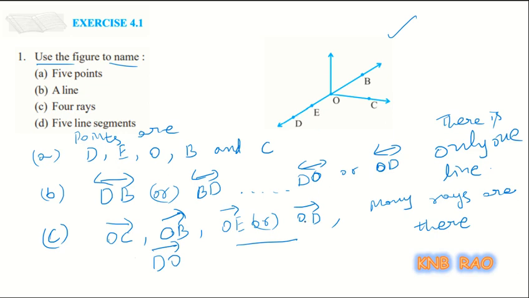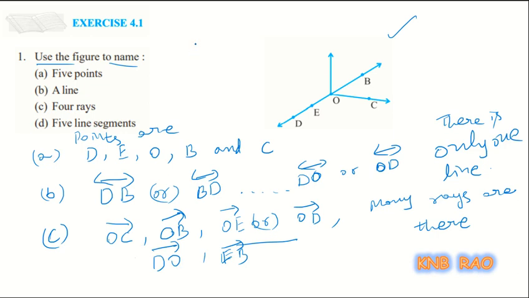DO ray is different from OD ray, because O is the starting point in OD ray, while DO ray will have D as a starting point. I can consider EB ray also. So, this way using these 4 letters we can produce many rays, and you can name any 4 out of it in many ways.